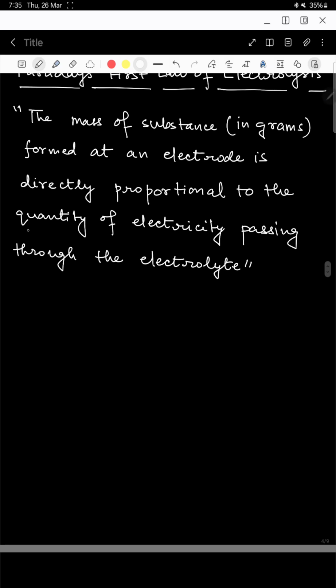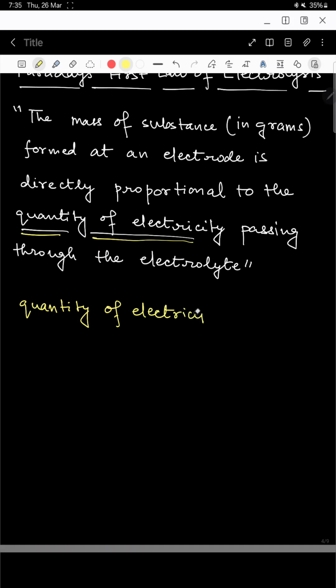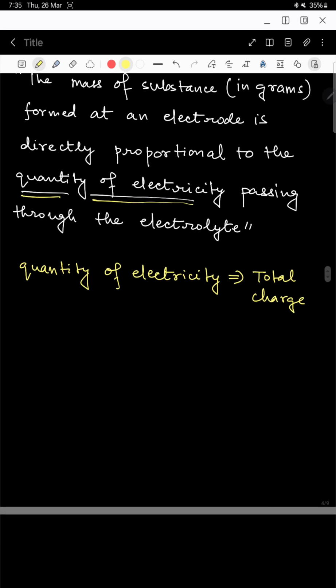Now what is the quantity of electricity? That means the total charge. Remember, the quantity of electricity means the total charge. So you can also replace this quantity of electricity with the total charge passing through the electrolyte. So quantity of electricity is simply the total charge that passes through the electrolyte.